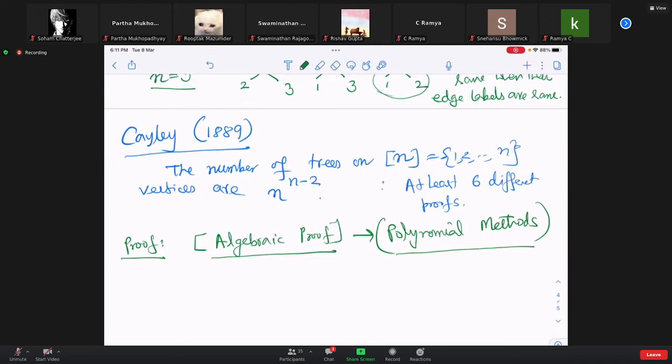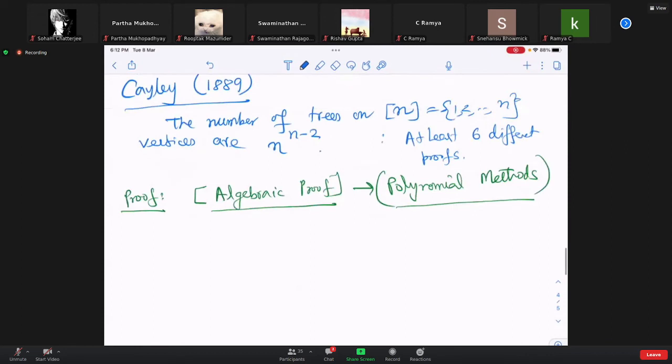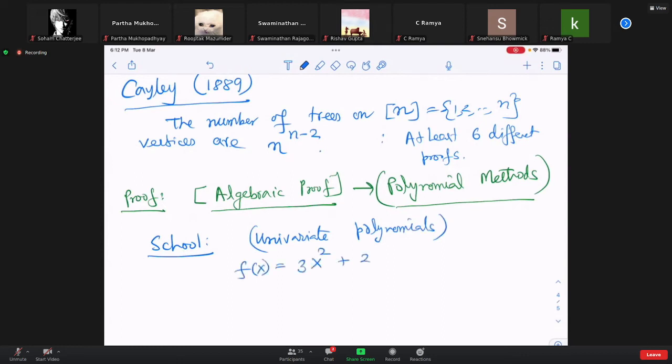So let's just take it easy. There is no big hammer we are going to use. Let's start with some really basic thing. If we cannot finish it, we will finish it in the next class. So in school, we just study univariate polynomials, right? So what are they? They look like one-variable polynomials.